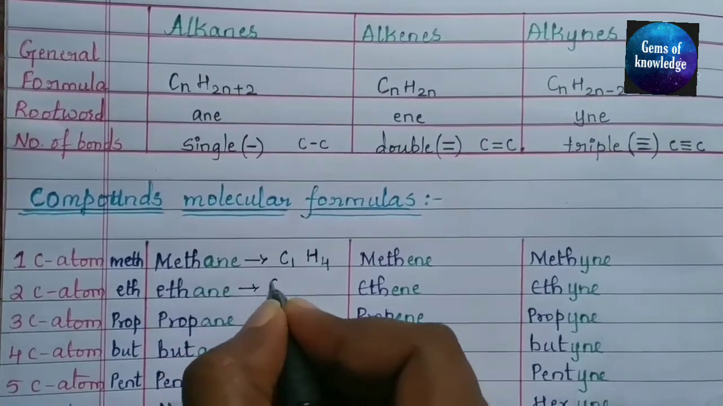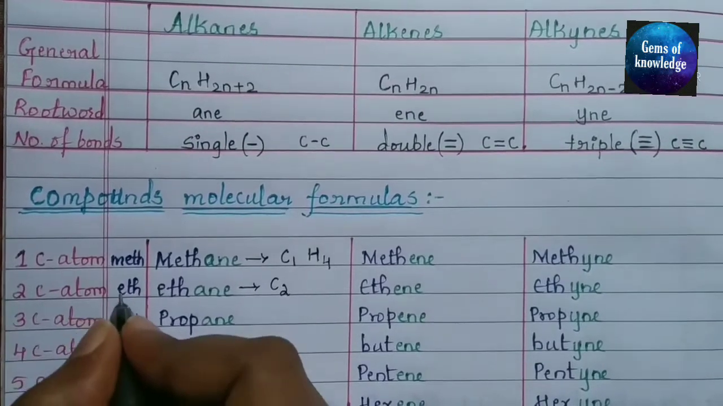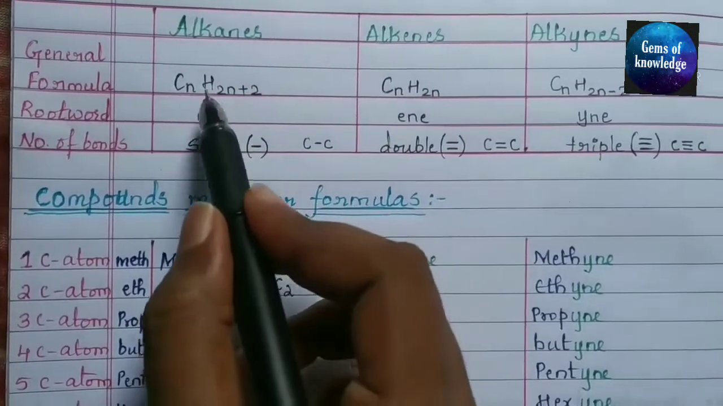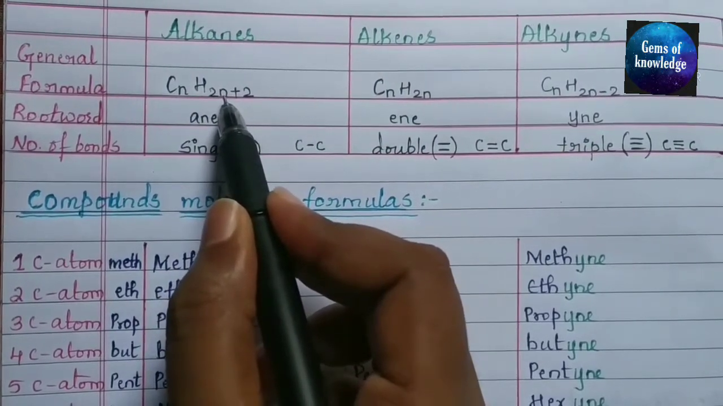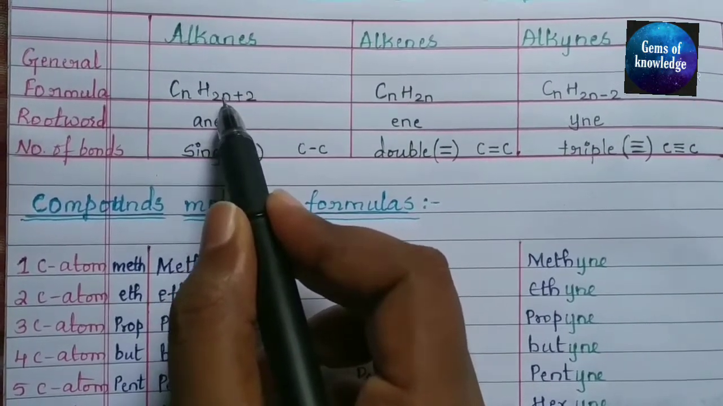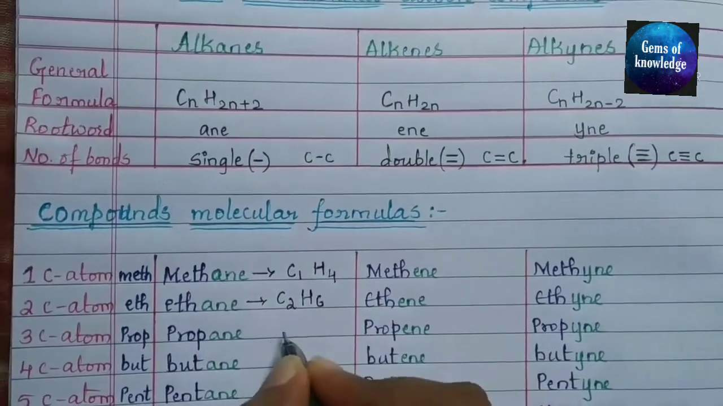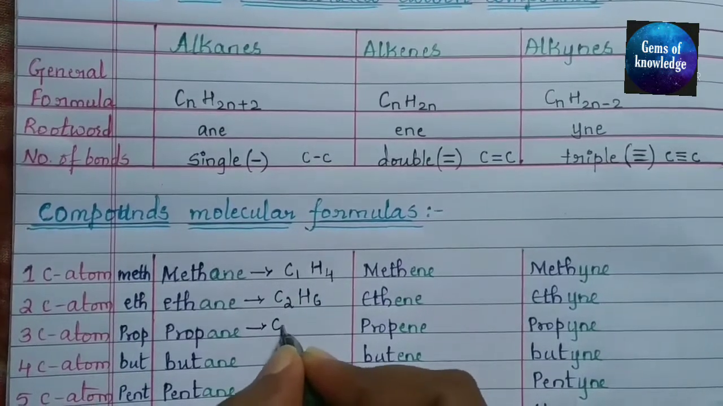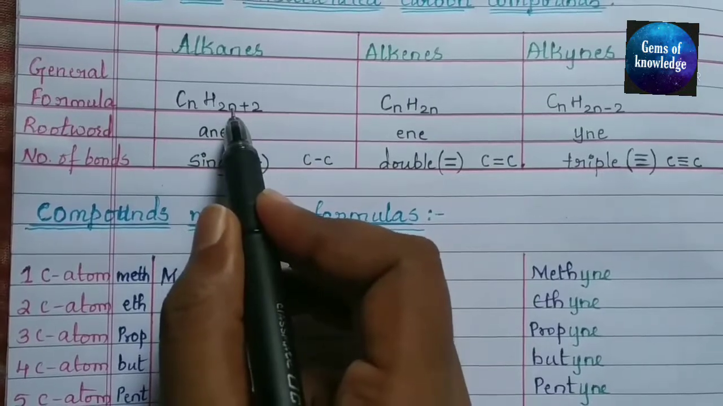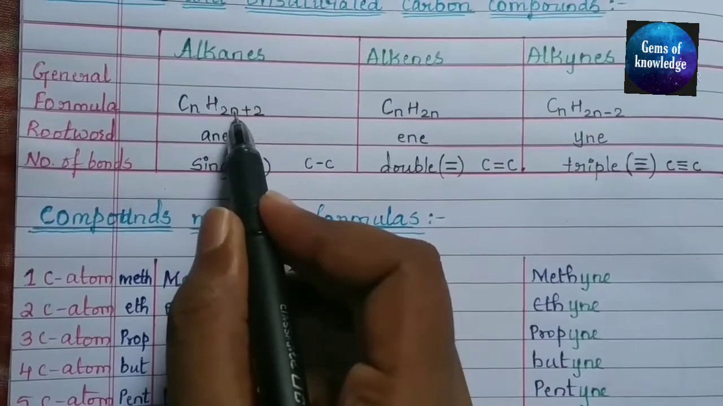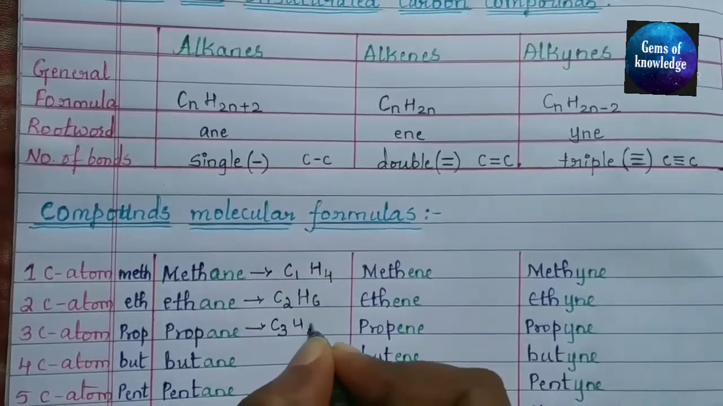Similarly, for ethane it is C2, as you can see, 2 carbon atoms for eth. Here we substitute 2: C2H2 into 2 plus 2. 2 2s are 4 plus 2 is 6, so H6. Next, propane is C3. Here we substitute 3: 2 3s are 6 plus 2 is 8. H8 we are getting.